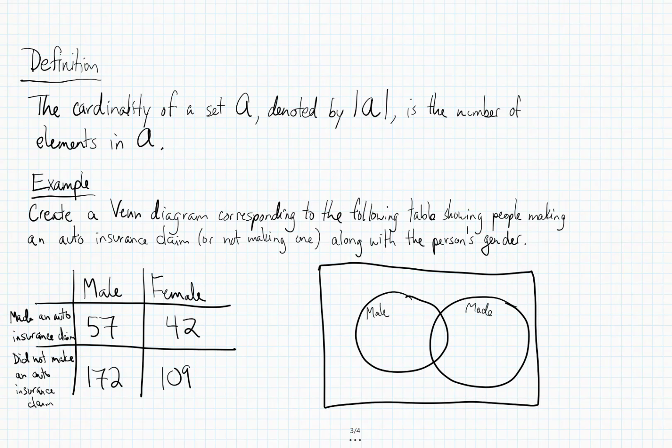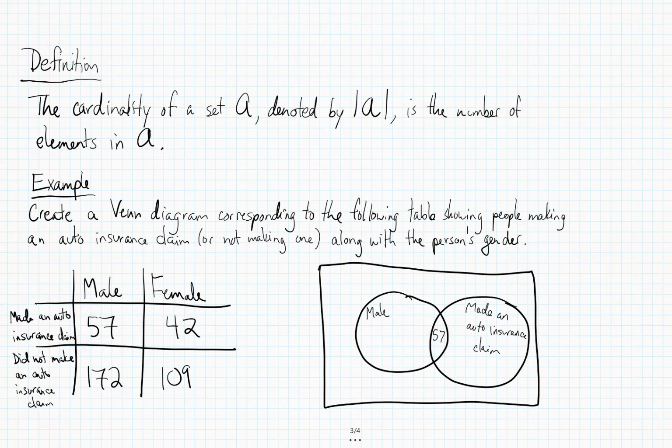And then in a similar manner, for made an auto insurance claim being a circle, everything outside that circle will be did not make an auto insurance claim. And so you have those sorts of scenarios, and now we can start to fill in. Well, first, we want to look for males that made an auto insurance claim, and that would be indicated by the overlap of the two circles right here. So, that's where we should put our 57.